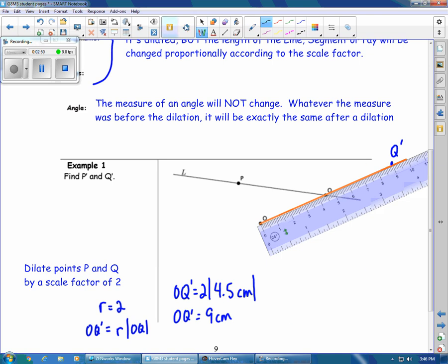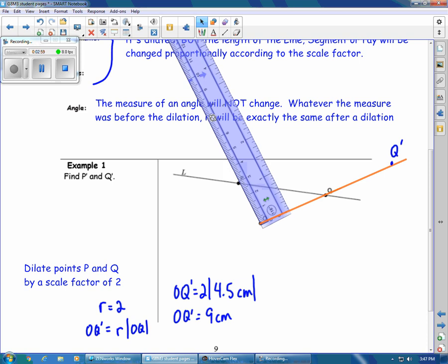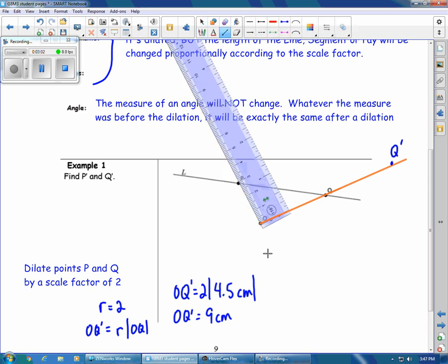I'm going to move my ruler to go through point P. And again, I'm going to draw a line from my center of dilation through point P and beyond. So OP prime is going to be equal to r times OP. r is equal to 2, that's my scale factor. And the original length of OP is 3 centimeters. So OP prime is going to be 6 centimeters. So I'm going to make a dot at 6, and we're going to call that P prime.